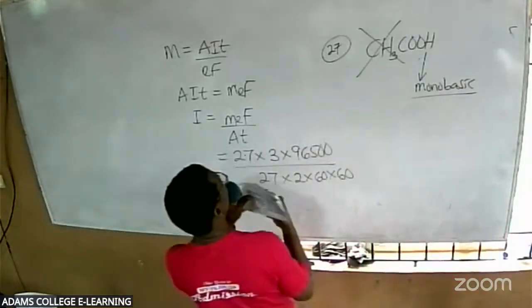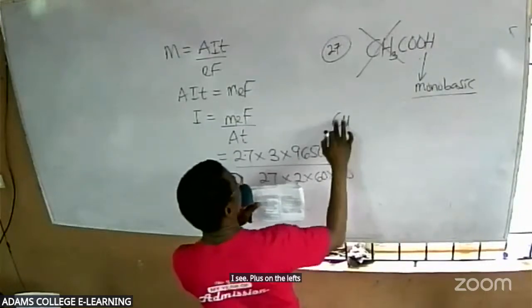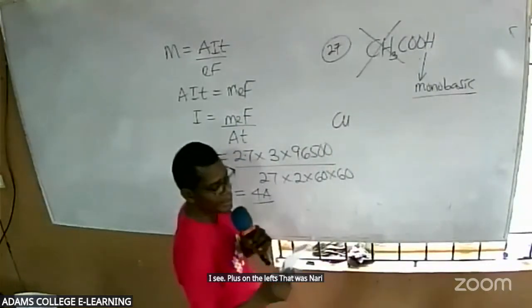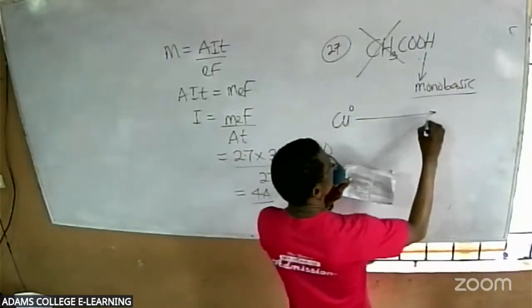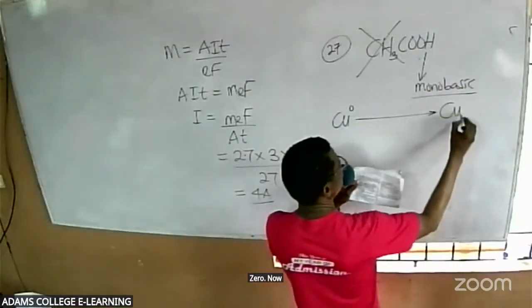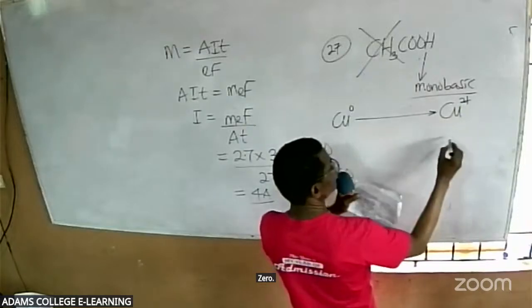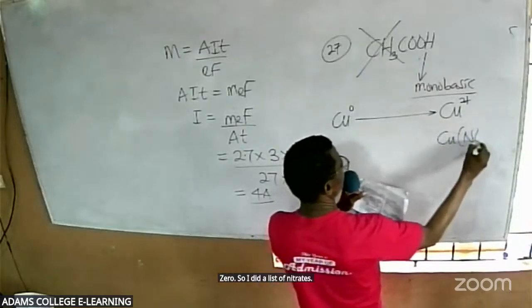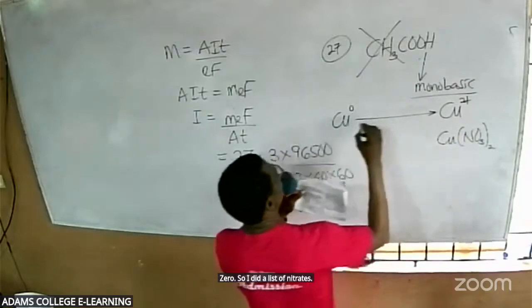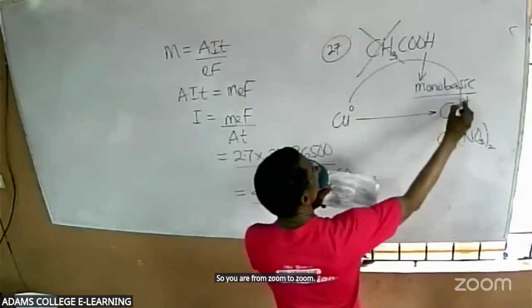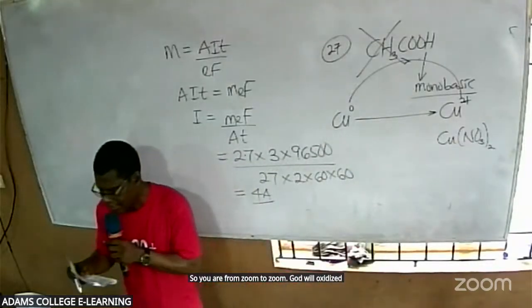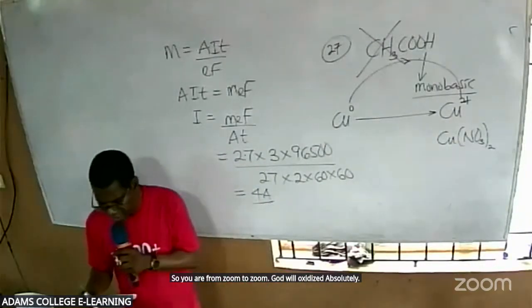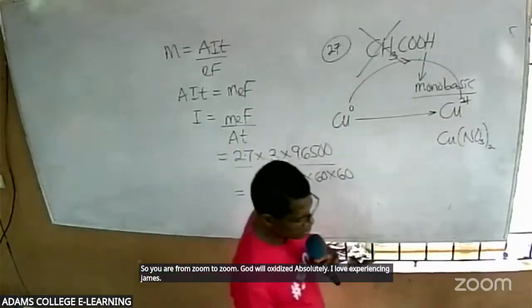Plus, on the left, that is ordinary copper. What is the oxidation number of ordinary copper? Zero. Now it becomes what? Copper 2. So how do you know this is copper 2 nitrate? So they go from 0 to 2. They have been oxidized. Therefore, it is a reducing agent.